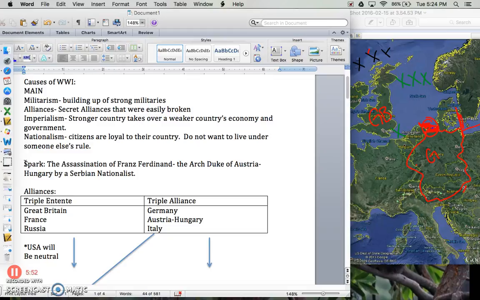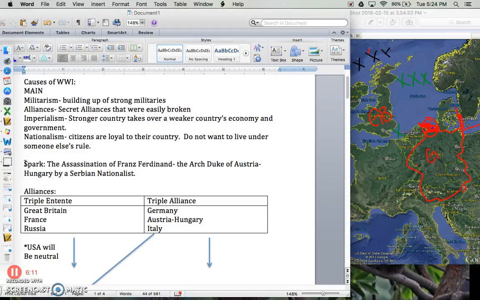And so in their thought process, they're like, all right, fine. If we kill the Archduke, the guy who's going to take the throne of Austria-Hungary, we don't have to live as Austrians anymore. We can go back to Serbia. So they're going to kill the Archduke. Austria-Hungary is going to declare war on Serbia automatically right after that.